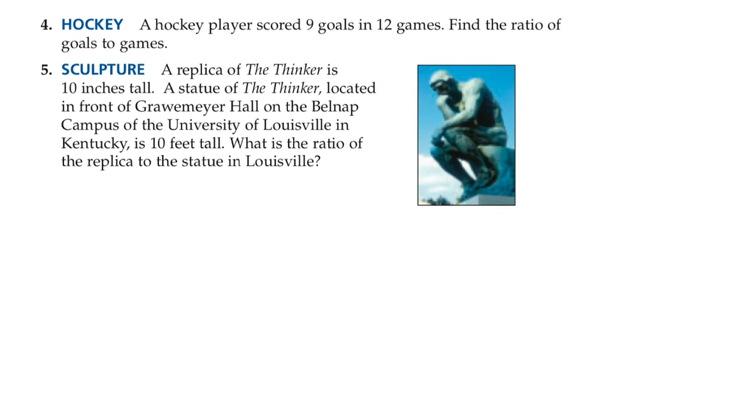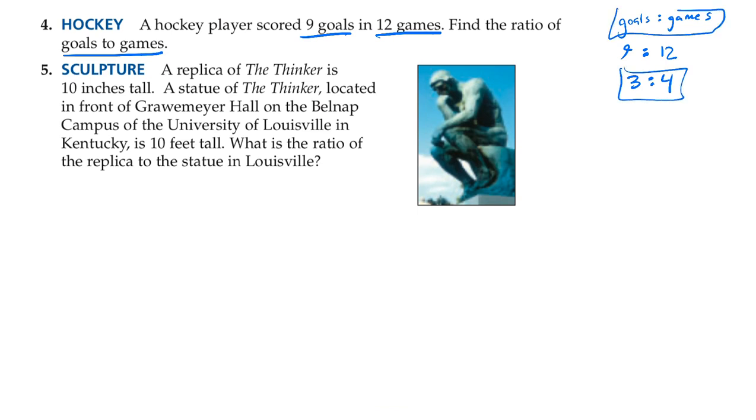All right, so now let's actually do some problems. A hockey player scored 9 goals in 12 games. Find the ratio of goals to games. So that order matters, okay? So goals to games is 9 goals in 12 games, or reducing it, that's a 3 to 4 goal to game ratio. So he scored 3 goals every 4 games on average.